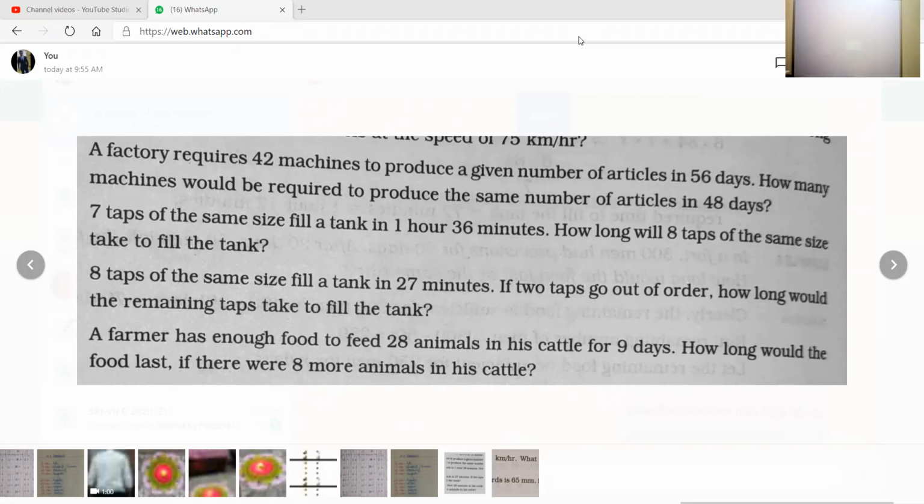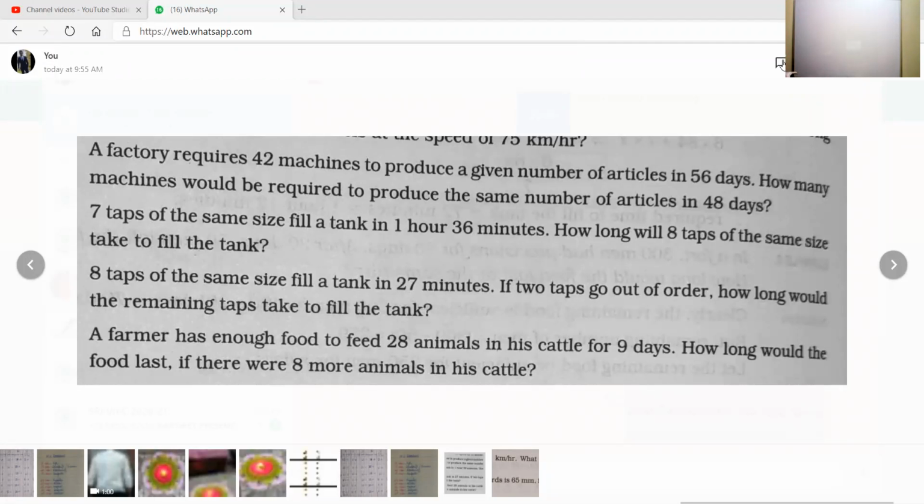Fourth one. A farmer has enough food to feed animals in his cattle for 9 days. How long would the food last if there were 8 more animals in the cattle? He already had 28 animals, and 8 more came, so there are 36 animals in total. The more animals there are, the sooner the food will run out. Again the variation is inverse. 7 days is the answer.